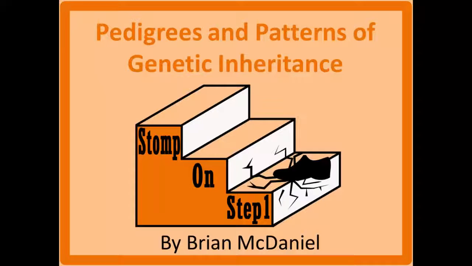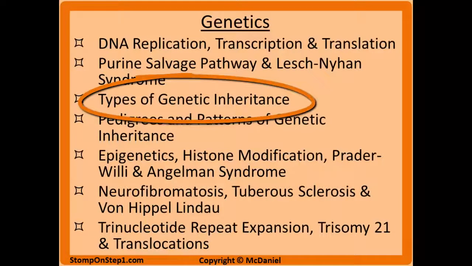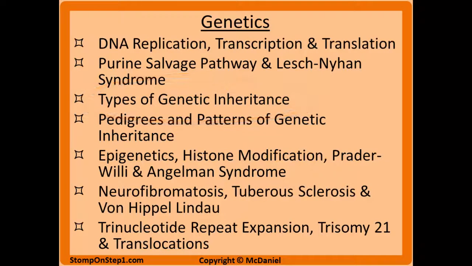On this video, we're going to be covering pedigrees and patterns of genetic inheritance. This is the fourth video in my genetics section, which has 7 total videos. I suggest you watch the types of genetic inheritance video before you watch this one. Those two are a good combo together, because first I cover different types of genetic inheritance, and then I show you how those types of inheritance are applied to pedigrees. If you don't understand the video before this, you're going to struggle with this one.